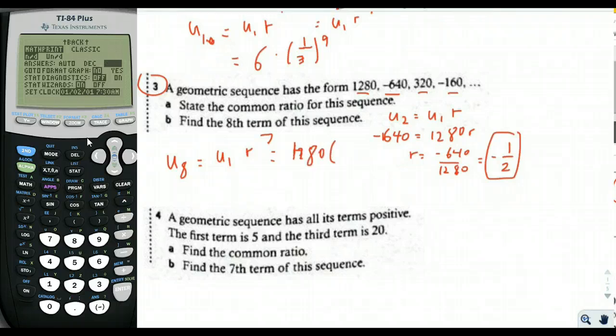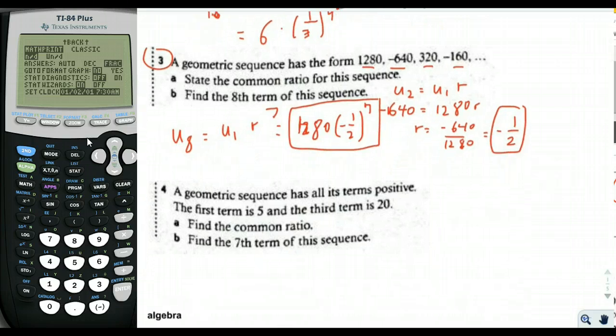And r is negative 1/2, and this is to the 7th. Be careful because you need to put parentheses around the negative before you take the exponent, otherwise you might get the wrong answer.